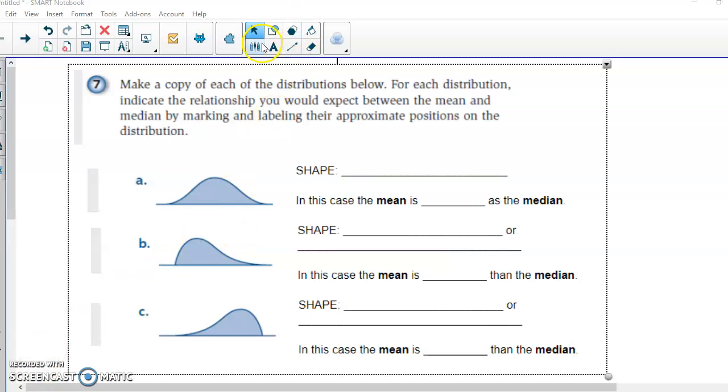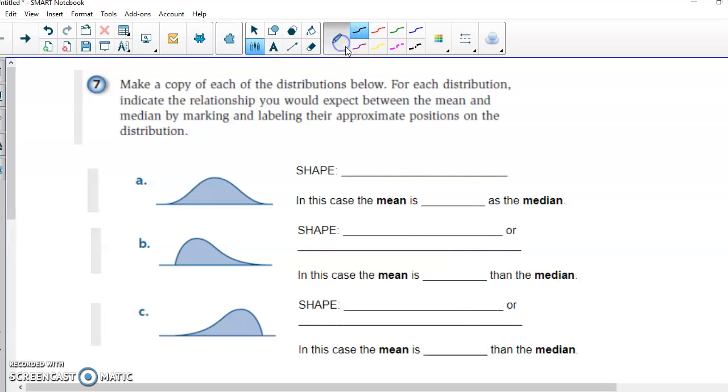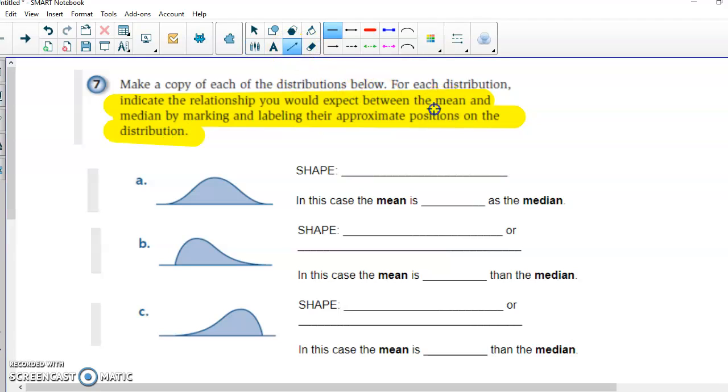Today we're going to be talking about problem 7 in your textbook, which talks about shapes of histograms. So let's take a look at the instructions here. For each distribution, we want to indicate the relationship you would expect between the mean and the median by marking and labeling their approximate positions on the distribution. So there's two things. We're looking at the mean and the median, and then we're going to be marking and labeling each of those.